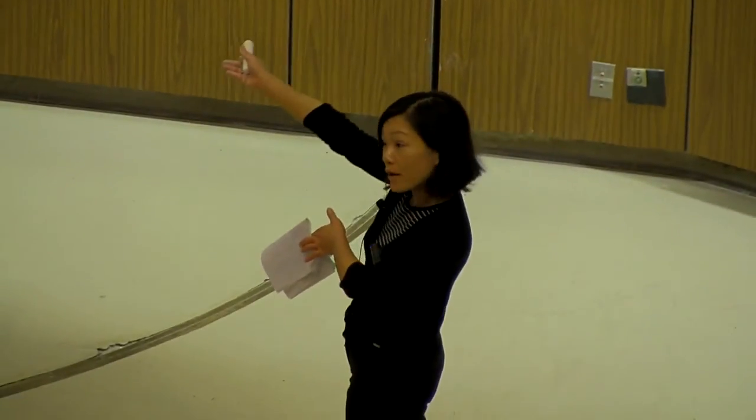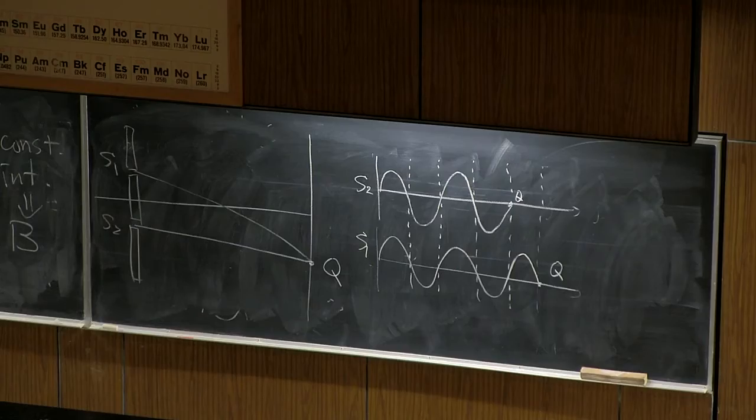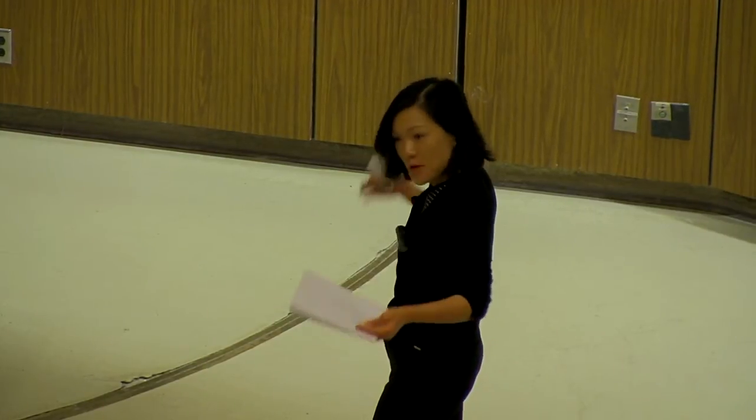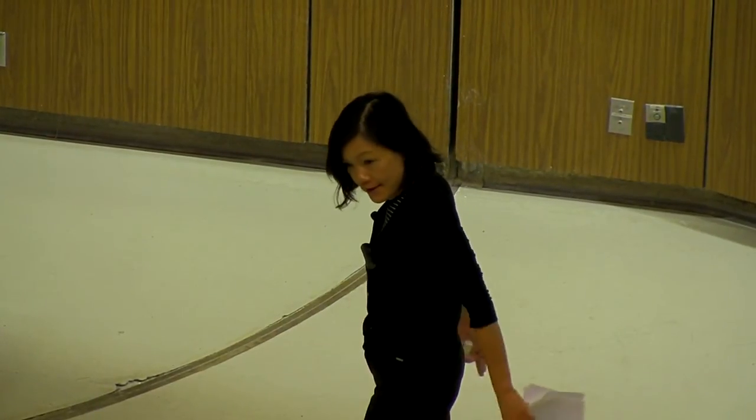So in other words, R1 is half of a wavelength more compared to R2. Then what kind of interference pattern do you expect? Destructive. And so you would expect to observe a dark spot.